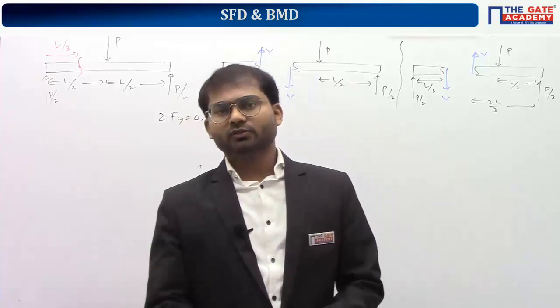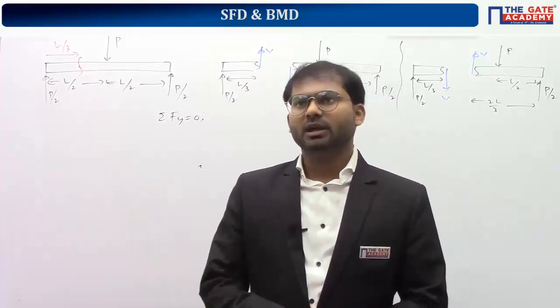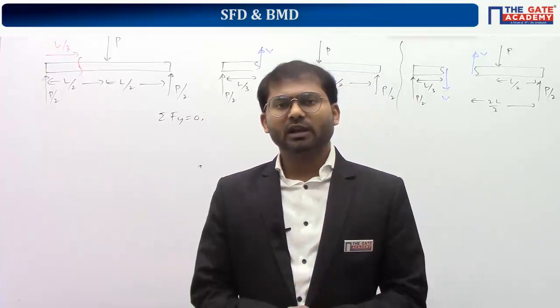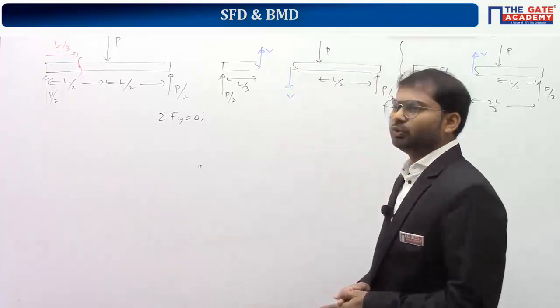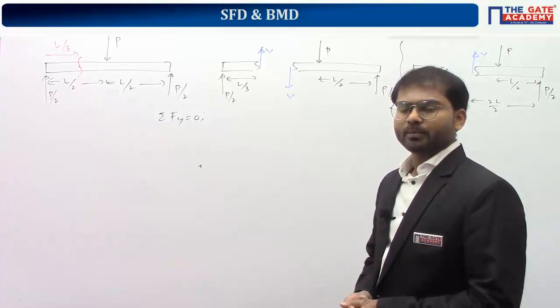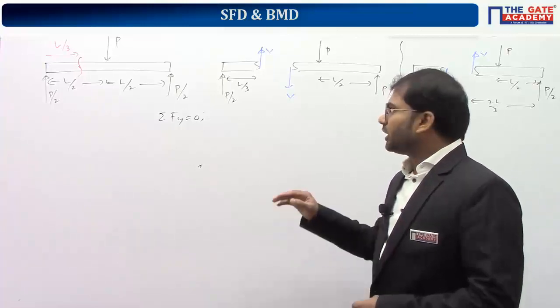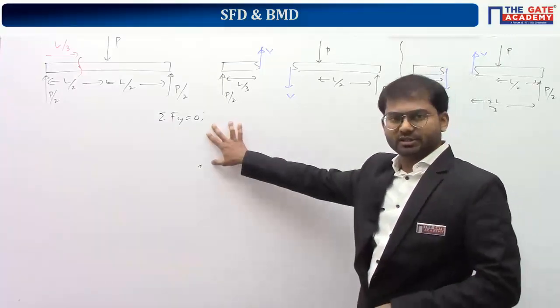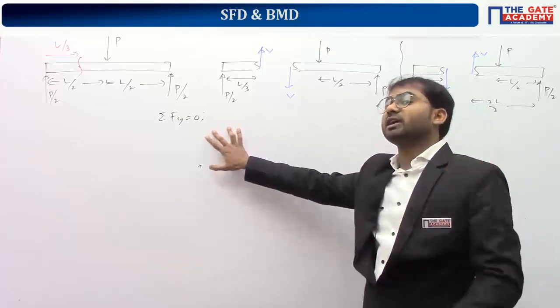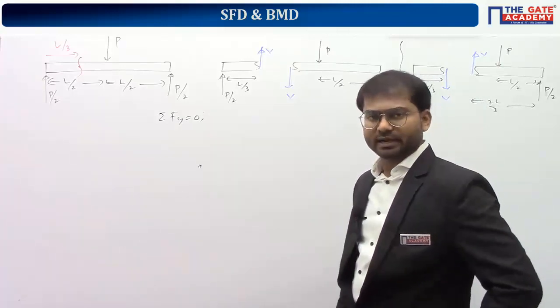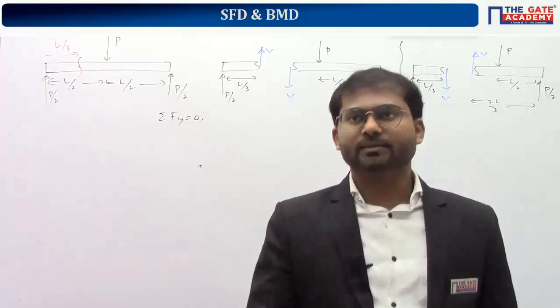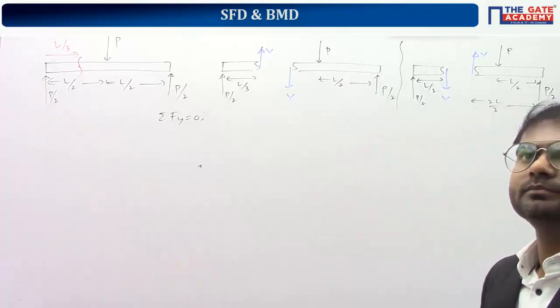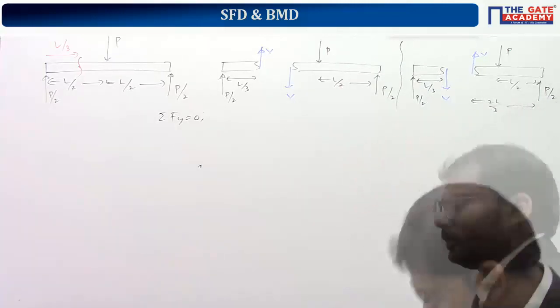Yeah, Chandresh, what you said is right. Moment about the support is 0, but that will not help us to get the value of V. To get the value of V, we should go with this equation. The moment equation will help you get the value of bending moment; we'll use that condition. But for next time, write it down in the same way in your notebook.